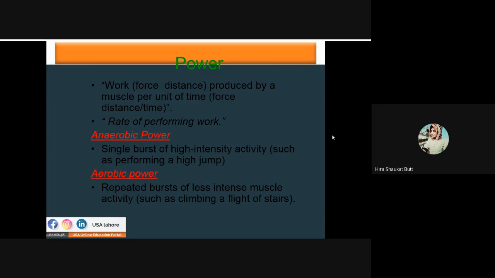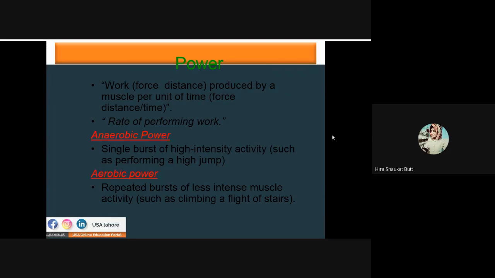Basically, we divide the power into two types of powers: aerobic power and anaerobic power. Anaerobic power involves a high intensity activity. For example, a high jump is an example of anaerobic power. And aerobic power involves a repeated activity with low intensity. For example, climbing stairs, ascending stairs, descending stairs, etc. So aerobic power and anaerobic power.